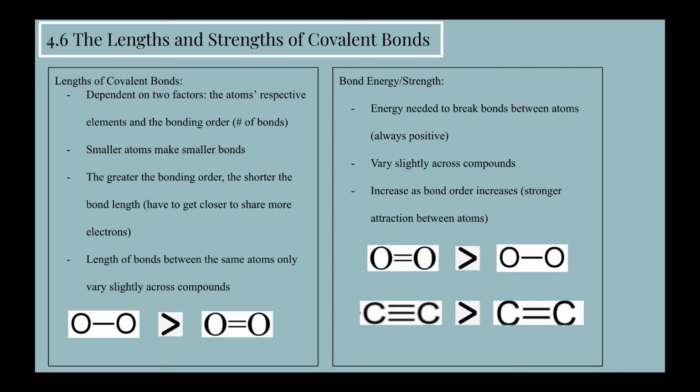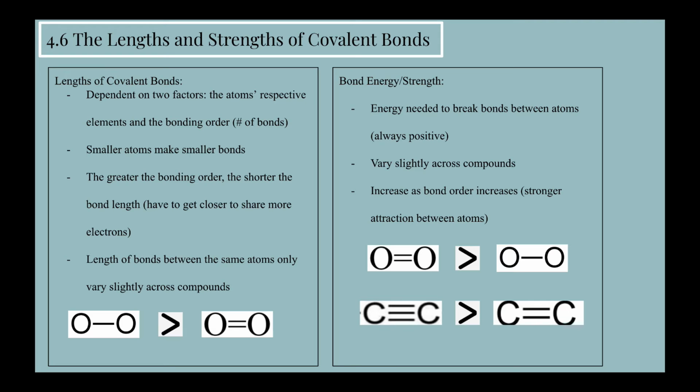Also, the lengths of bonds between the same atoms are about the same, but they still vary slightly across different compounds. We can see an example at the bottom left of the slide of oxygen to oxygen bonds. The double bond is shorter than the single bond because, again, the atoms have to get closer to share those electrons. All right, so let's move on to bond energy or strength. The bond energy is the energy needed to break the bonds between atoms, and this is always going to be positive because the atoms like to be bonded.